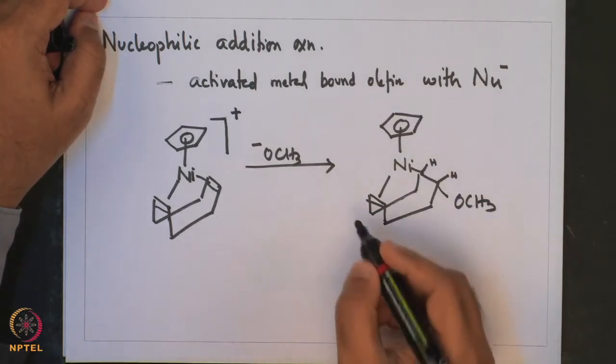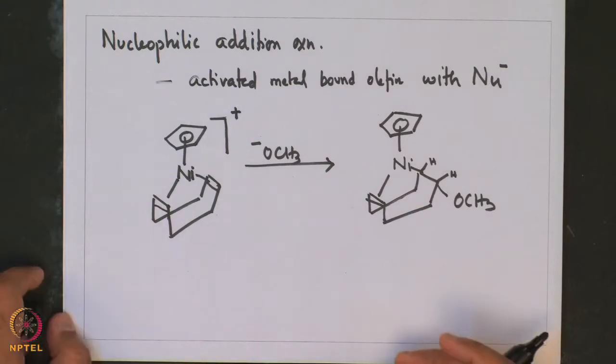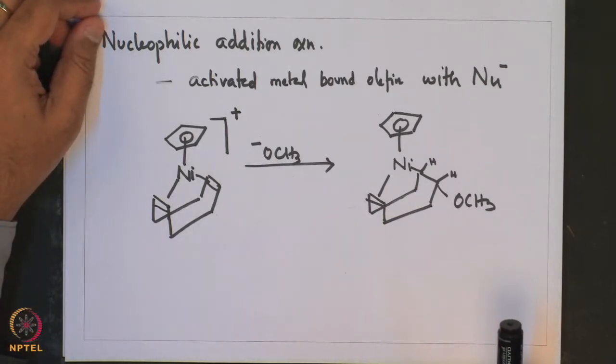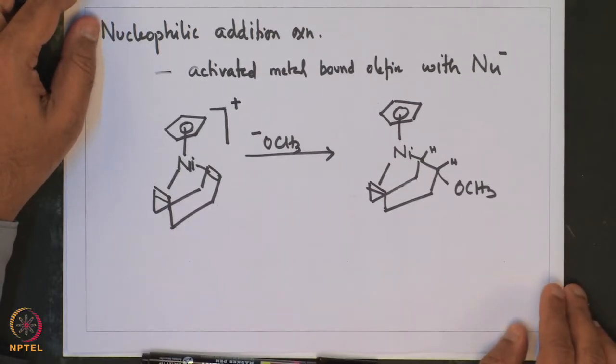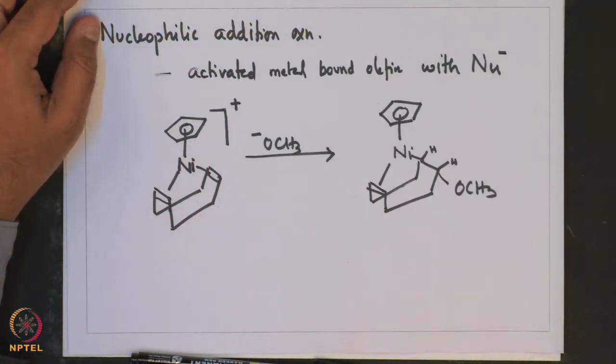What happens over here is that the methoxide nucleophile attacks on this activated olefin. The next reaction that we are going to talk about is nucleophilic addition reaction. This reaction is a reaction between an activated metal bound olefin with a nucleophile. For example, in this cationic nickel Cp star diolefin complex, the olefin being bound to nickel is activated, in the sense that the electron density on the olefinic pi cloud gets transferred over to the metal. As a result, the olefin becomes activated and susceptible to a nucleophilic attack.